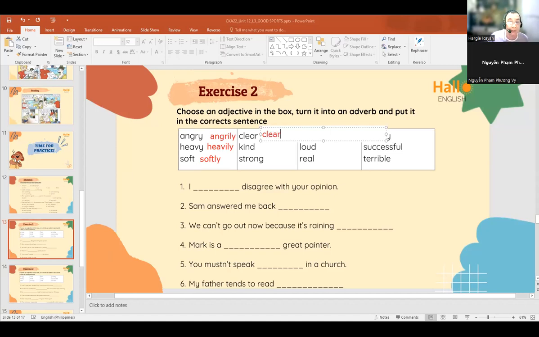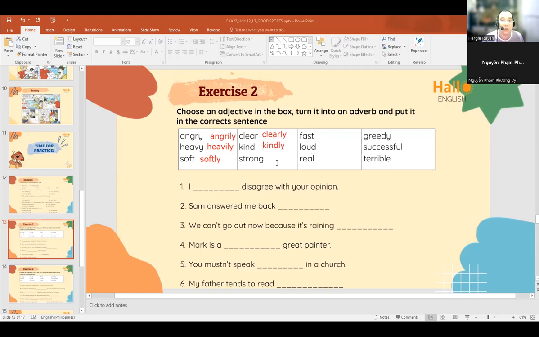Clearly. Yes, okay, clearly. Next, what about kind? Kind becomes kindly. Very good. Okay.